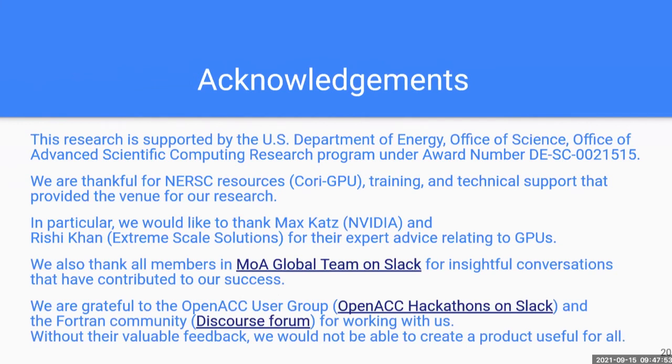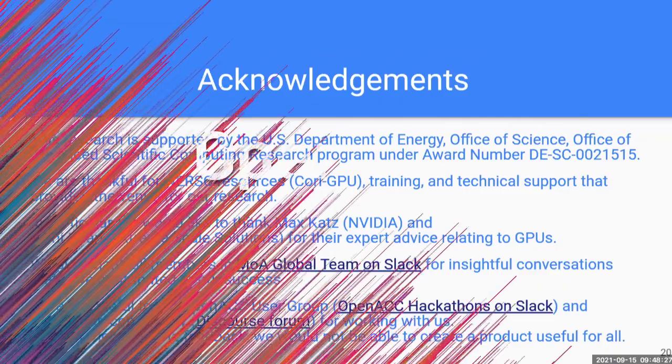And we want to thank Max Katz from NVIDIA and Rishi Khan from Extreme Scale Solutions in particular, because we filed several compiler bugs with Max, and Rishi pointed out several of our shortcomings in the code and things like that for optimizations. We also want to thank members of the Slack channels, the Global Team, and the OpenACC Hackathons. We've gleaned so much interesting and useful wisdom and insight from them. We also would like to thank the Fortran community for supporting us.